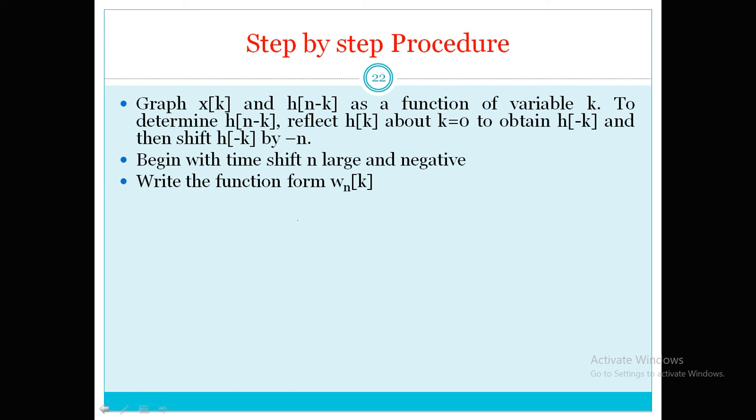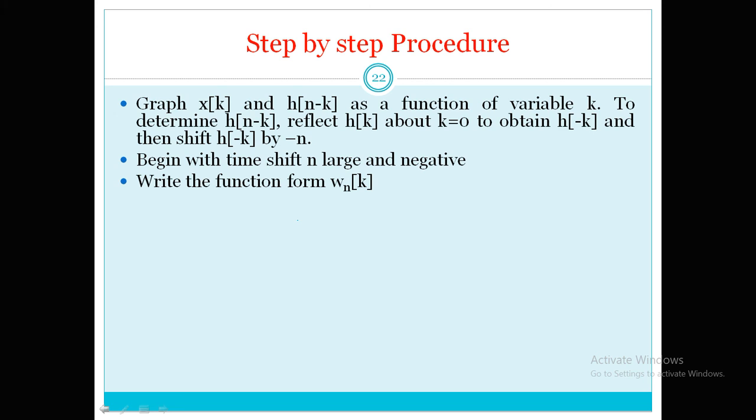Write the function form Wn of k. What is Wn of k? It is the multiplication of x of k and h of n minus k. So these two should be multiplied and the Wn of k value should come. That means Wn of k should not be 0, so in any one of these two it should not be 0. That means these two signals should be overlapped. So x of k is there and h of n minus k is there.